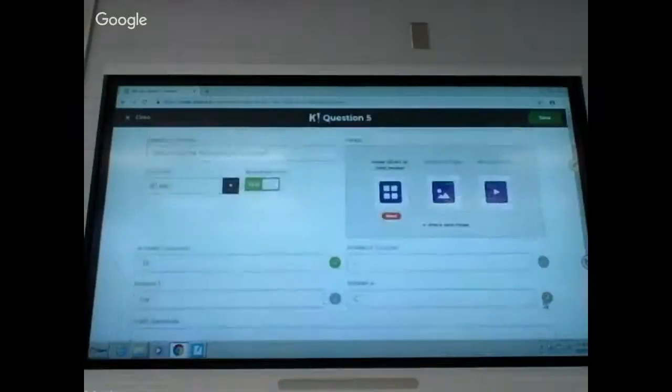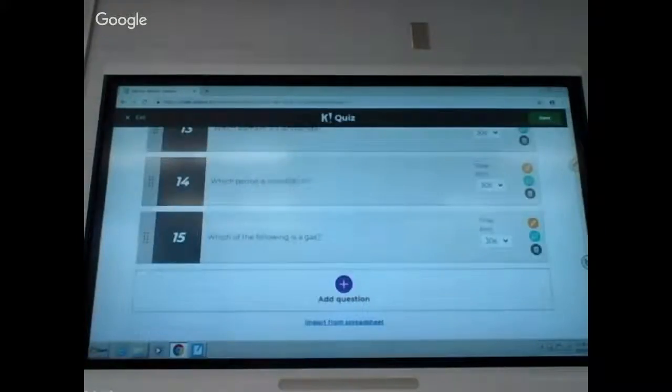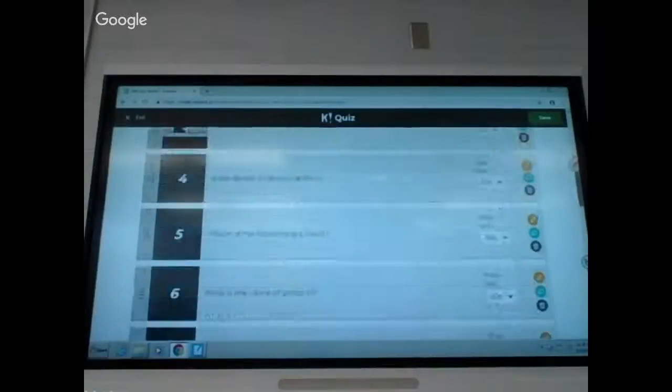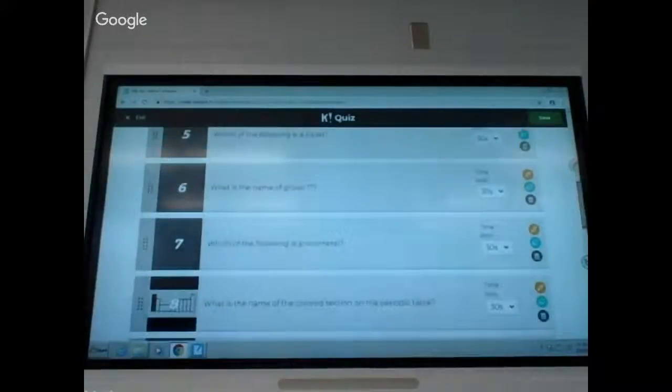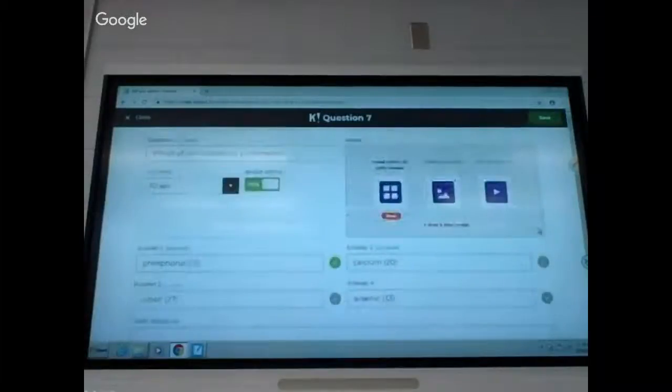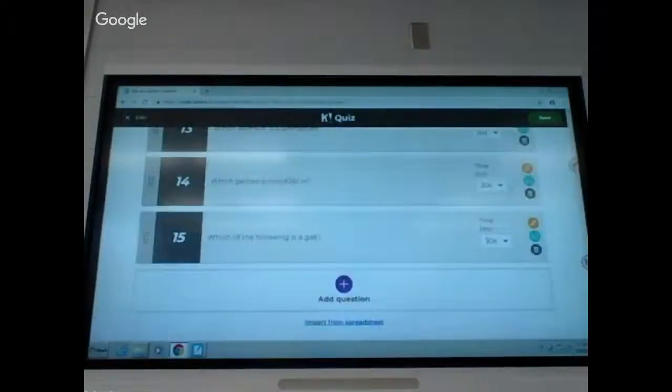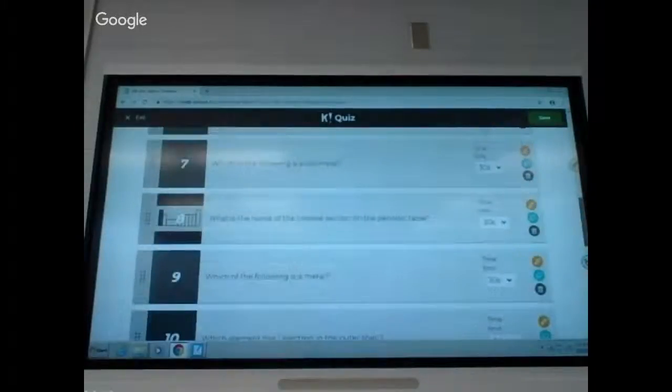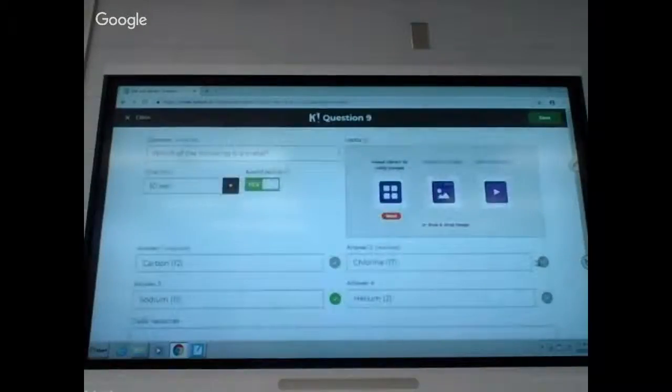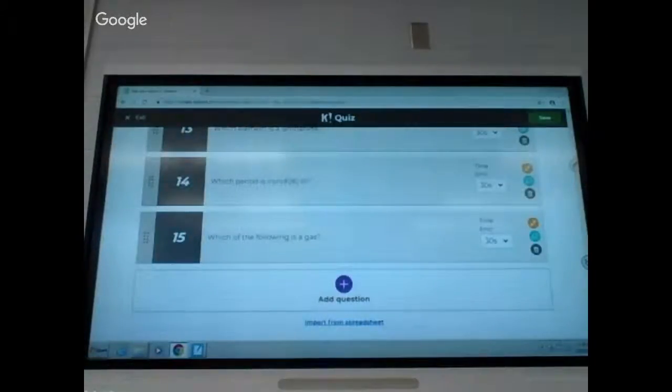Let's try this one. No. Down to at least 6. Let's try 7. Nope. Not 7. Let's try 8. Nope. Let's try 9. Yep, that's it right there. All right, now we need to hit save.